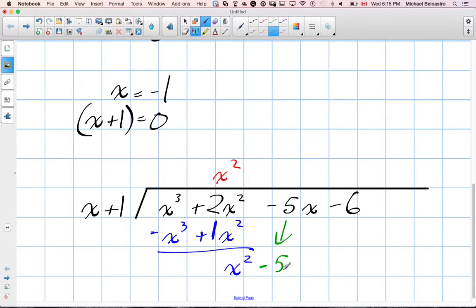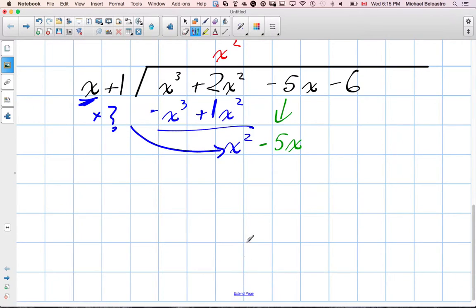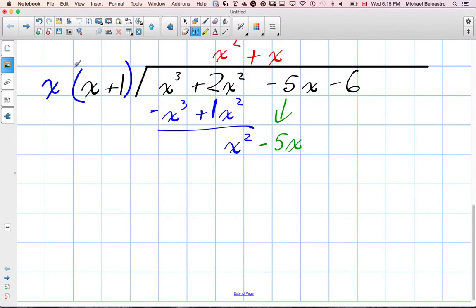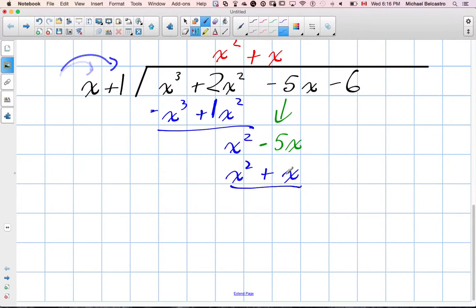So we have negative 5x. And then I repeat the exact same process. I need this x to multiply by something that will eliminate this x squared. And we know it needs to become x squared. So x times what is x squared? X. And it's positive x, so plus x. Same idea again. We do the distributive property, x times 1, and that gives us x squared plus x. Great. We subtract. These two cancel out. Negative 5 plus 1 gives us negative 4x.